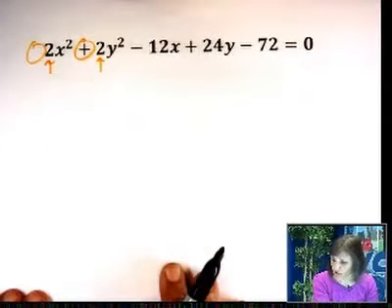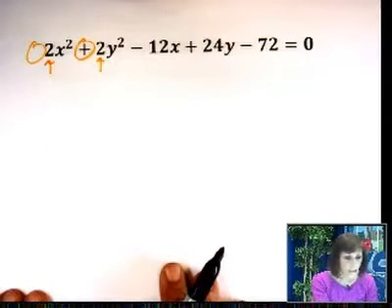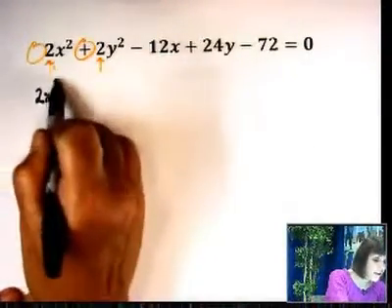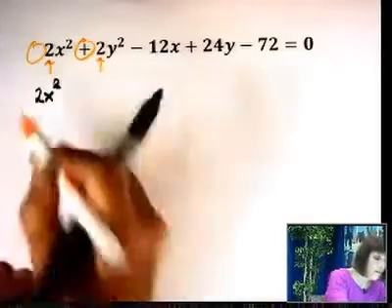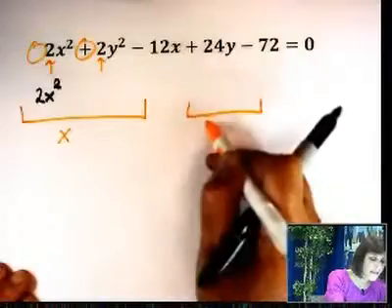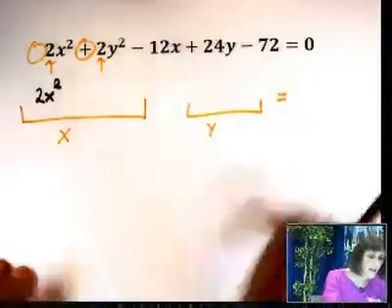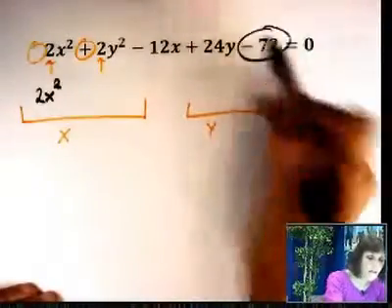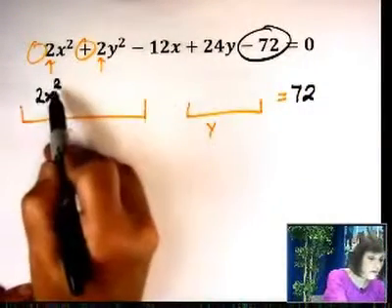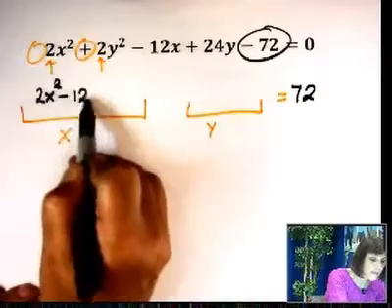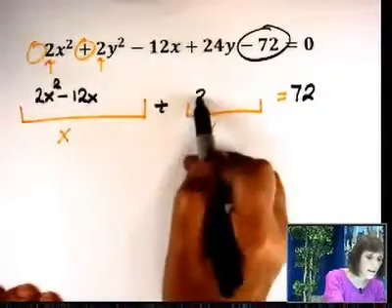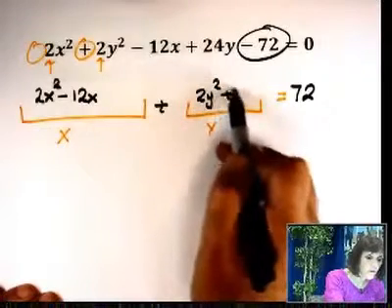The best thing to do, maybe just move that 72 on the other side, 2x squared, and then write all the x's like that and y's like that, and with the loner guy on the other side. All right? So this one, 2x squared minus 12x. That takes care of these guys. 2y squared plus 24y.